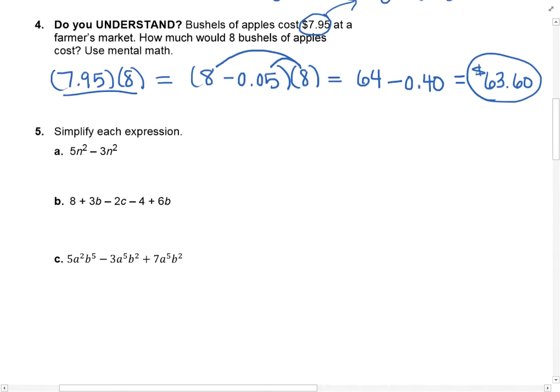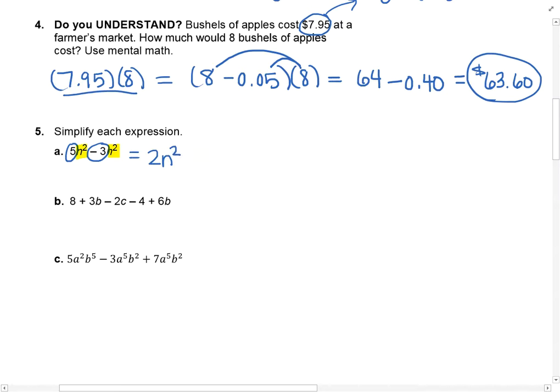Okay, last one. Let's practice combining like terms. Remember, like terms have the same combination of variables to the same power. So here we have an n squared. We have 5 n squareds. And we're subtracting 3 n squareds. So really what we're doing is we're doing 5 minus 3, which is 2 n squareds. And there's your answer. Notice the n squared does not change.